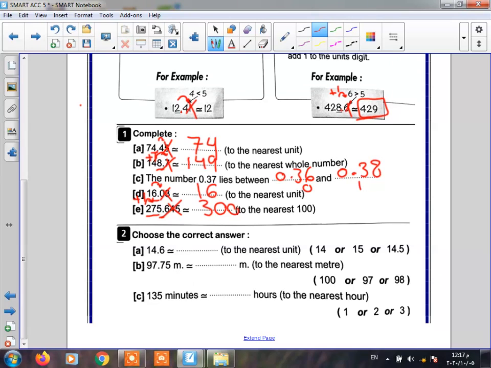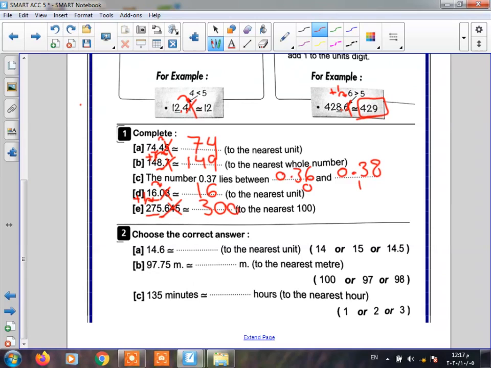Okay, choose the correct answer. Here we have 14.6, approximately equal to the nearest unit. Where is the unit? 4. Look at the number before it, 6. It can give 1, then cancel the decimal. So here 4 will take 1, and we will cancel the decimal. It will be approximately equal to 15. Here is the answer.